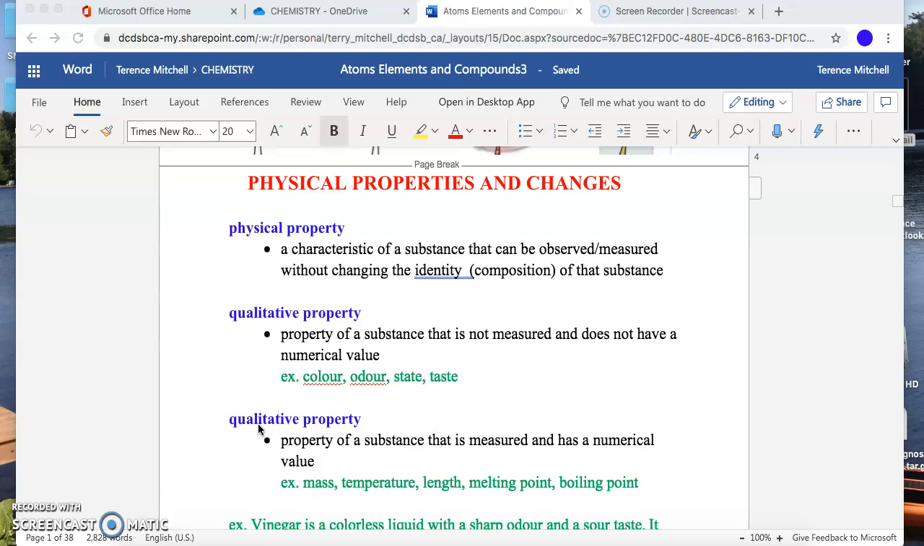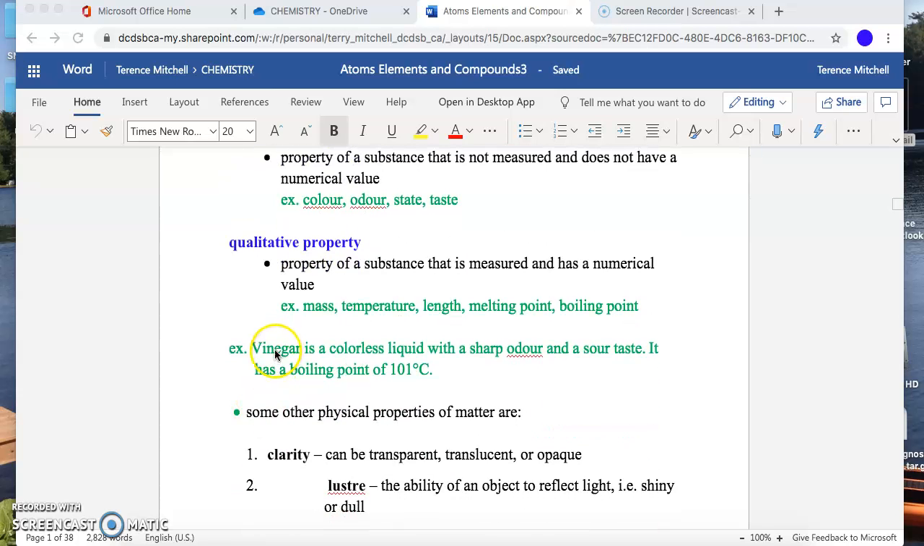As soon as there's numbers involved, it becomes quantitative. So if I say that piece of wood is 12 centimeters long, that water has an acidity level of 6.4, that ice cube will melt at 0 degrees Celsius. As soon as we have included a number, then it becomes quantitative. And we strive as chemists to try to use both of these properties. They're both very valid. So vinegar is colorless. It's a liquid. It has a sharp odor, a sour taste. Those are all qualitative. It has a boiling point of 101 degrees Celsius, quantitative.